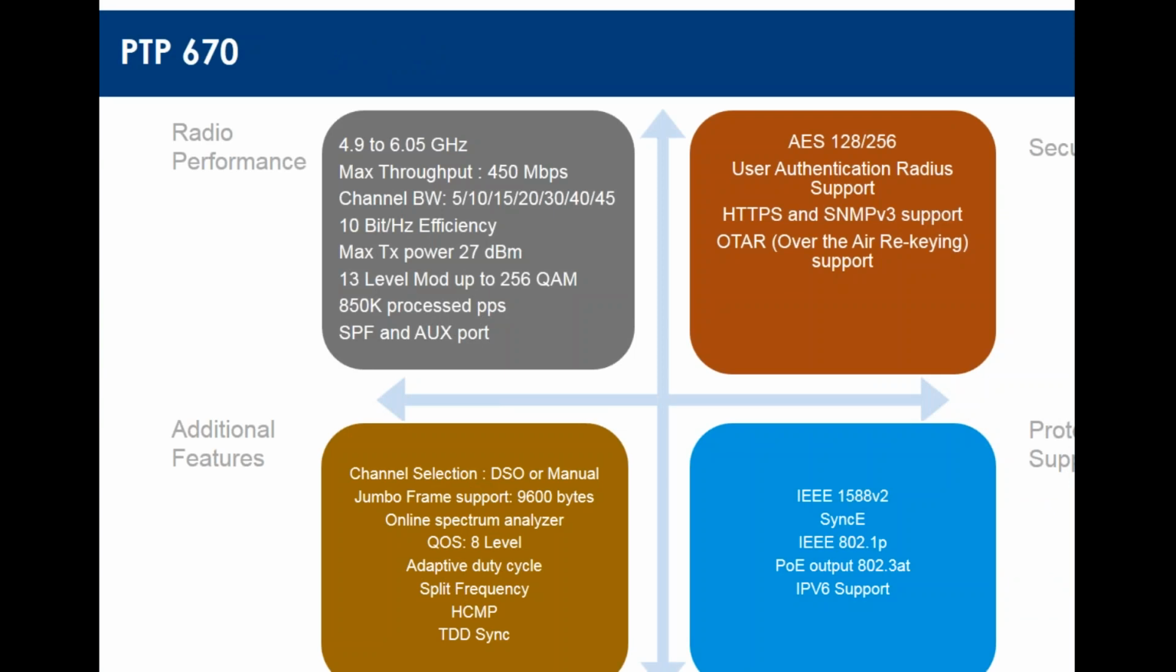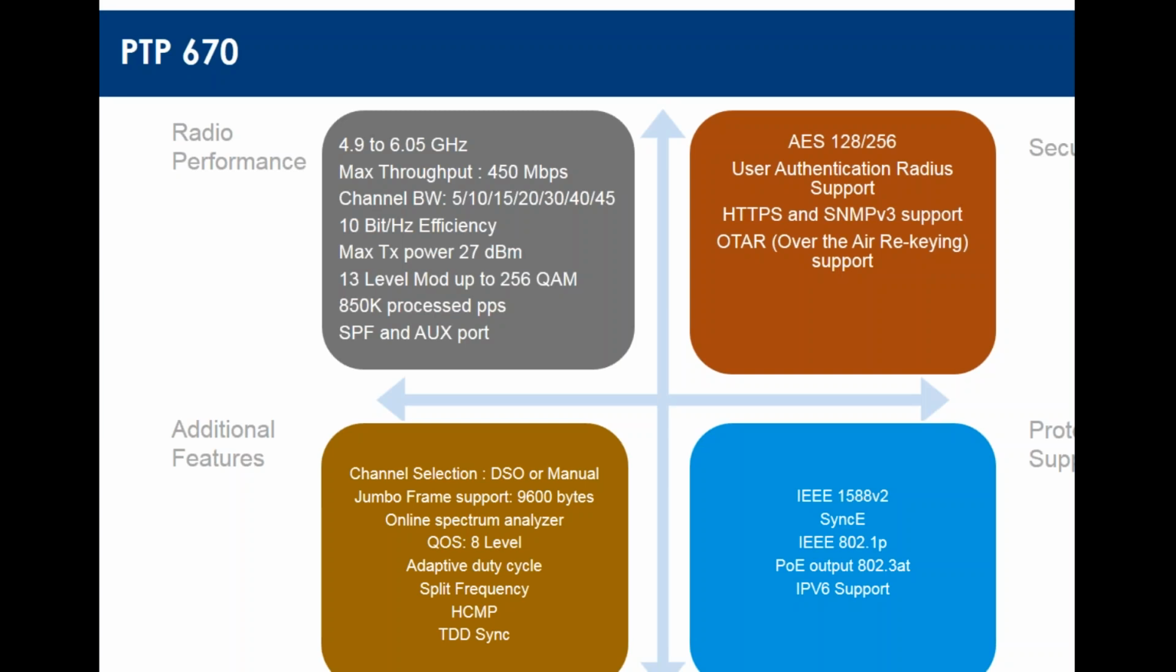This is the quick high-level spec sheet of the PTP 670. On the radio performance side, the key highlights, we're going to go into a little bit more detail as we go through the presentation. But the main idea is the 670 works in the 4.9 to 6.05 gigahertz range. It has a max throughput of around 450 Mbps. It has channel bandwidths of 5, 10, 15, 20, 30, 40, 45.